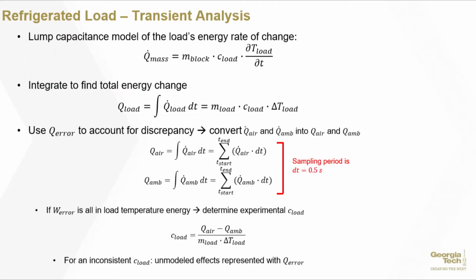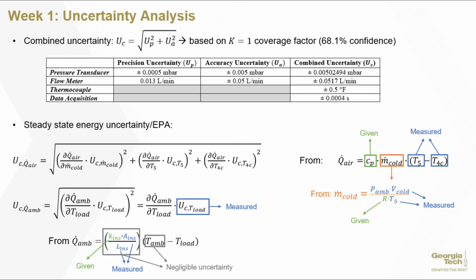A lump capacitance model will be used to determine the load's energy rate of change, which is represented by the first equation. The expression will then be integrated to find the total energy change, after which we will need to calculate the Q error to represent the discrepancies in the system. If the Q error is all in the load temperature energy, then it will be necessary to experimentally identify the load's specific heat capacity, which is then used to determine the Q error. Uncertainty analysis will then be performed after the initial calculations.